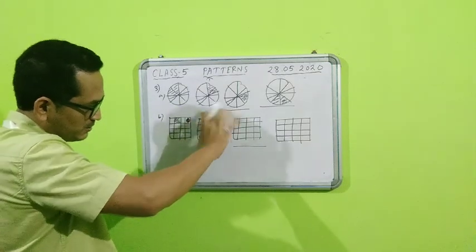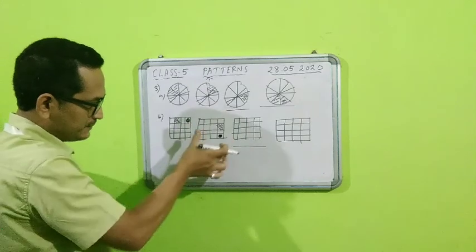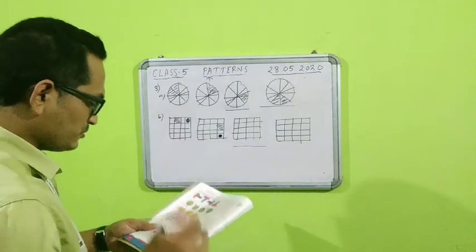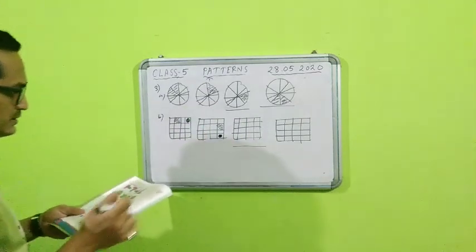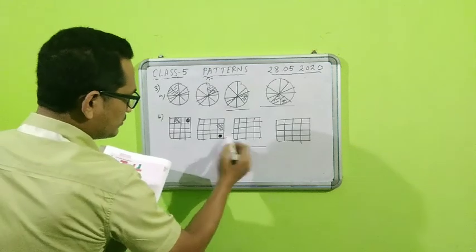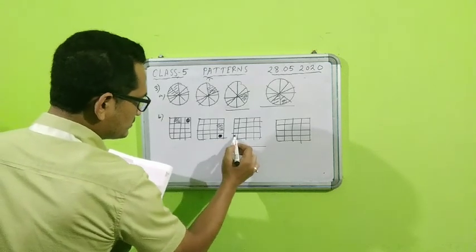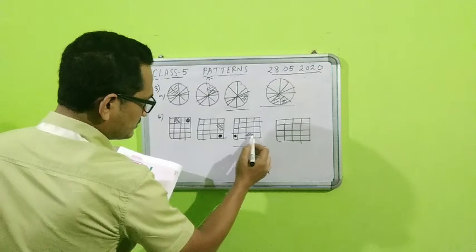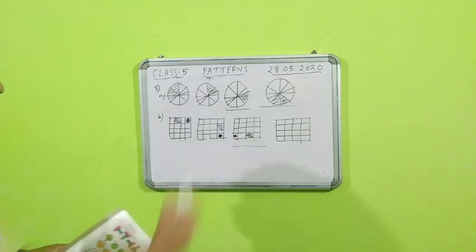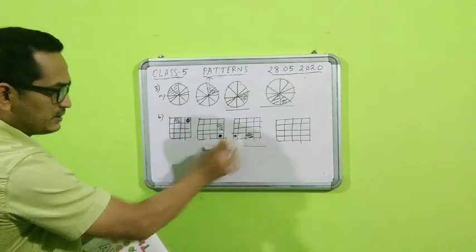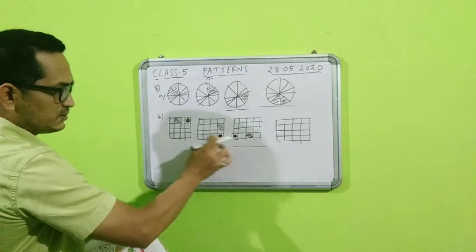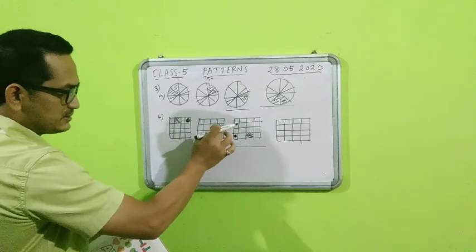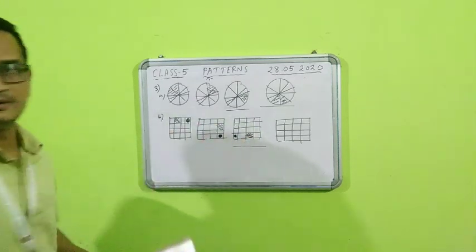Now this will be rotated in this way again. If you see properly students, where will this dot come? It will come here, and this particular square will be colored. That means if we rotate it again by 90 degrees, this dot will come here, and this colored square will come here. So this will be the figure.